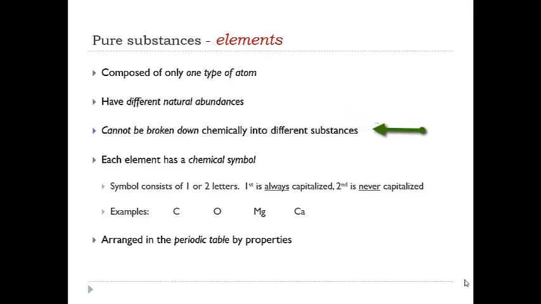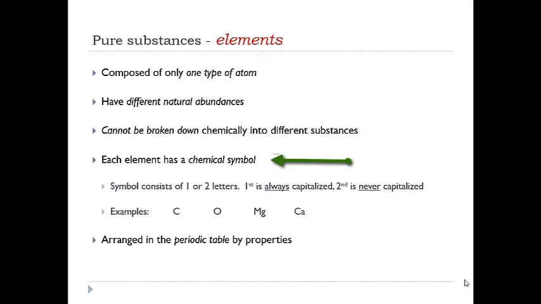Elements can't be broken down chemically into different substances. So if you do a chemical reaction, you're not going to get anything more basic than an element. Each element has a chemical symbol, which are arranged on the periodic table by properties. We'll talk lots more about the periodic table.